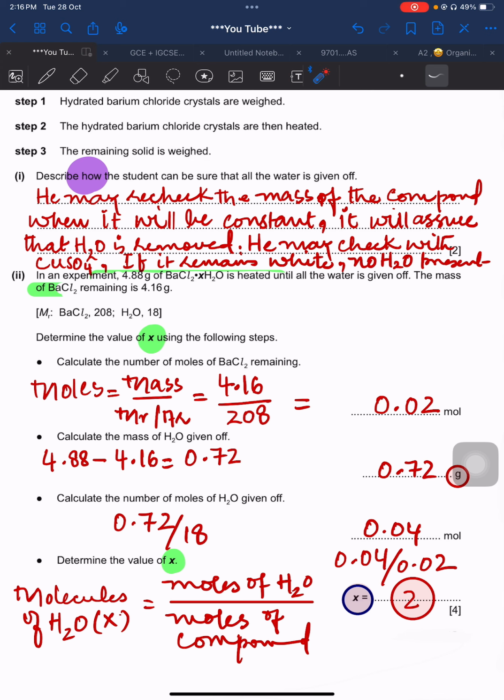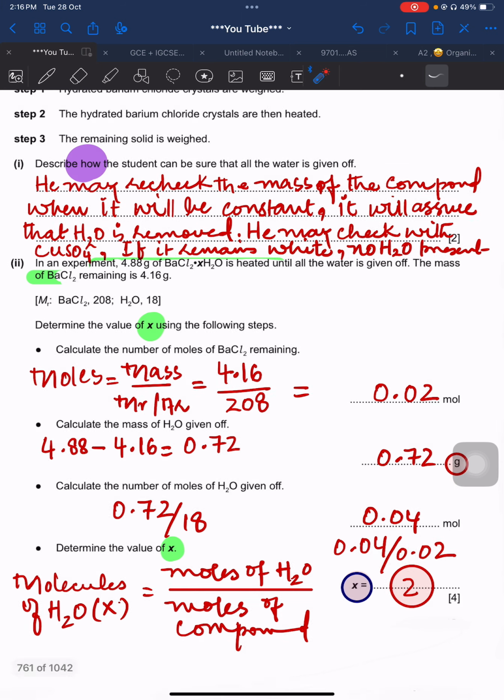Guys, have you seen this? Sometimes students ask me why we calculate the moles of the compound if we are going to calculate the molecules of water. I tell them that when we implement that formula, it is the moles of water divided by the moles of compound. That's why we have to calculate the moles of compound and moles of water both. Here we have calculated the moles of compound, which are 0.02, and moles of water, which are 0.04. When we put these two mole values in the formula, the answer becomes 2.